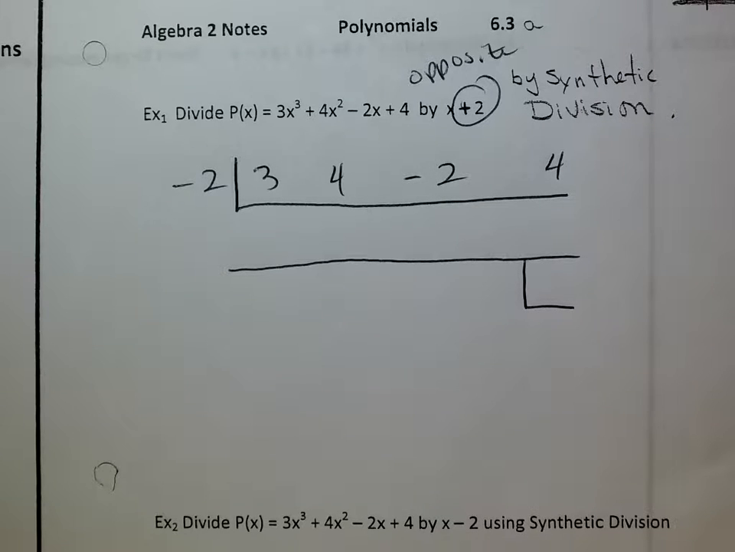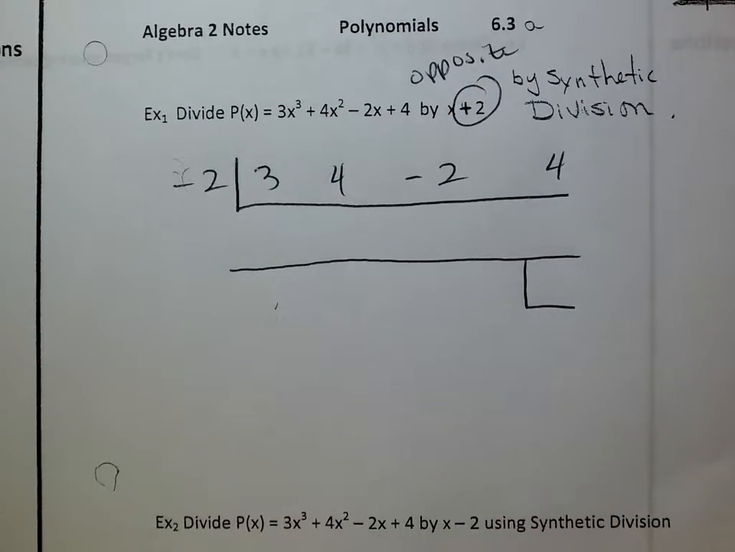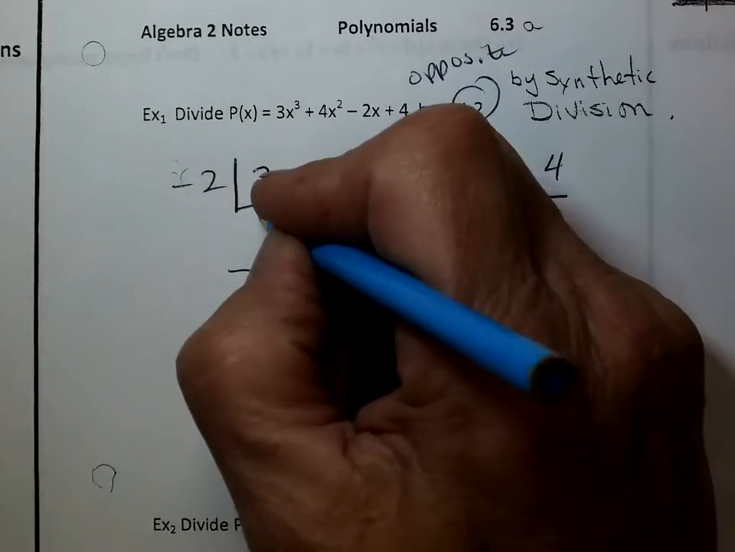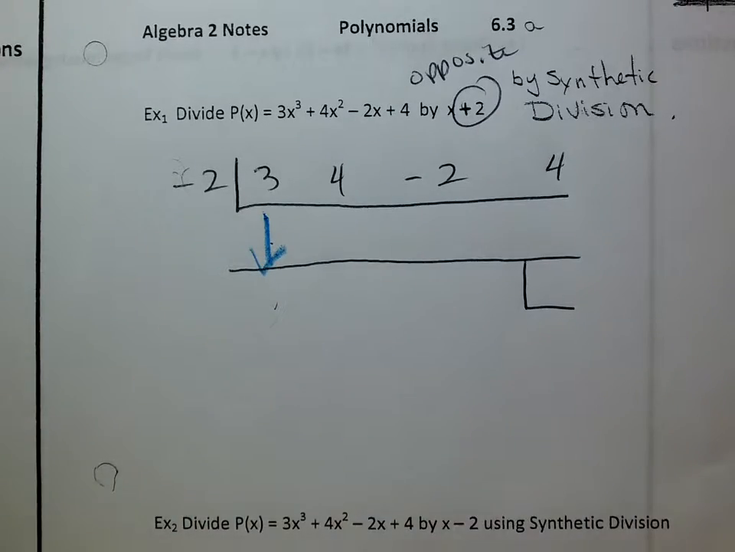Now you have to remember the very first step, no matter what: bring down the first term, because you need something to multiply. So right off the bat, first step, bring down. Bring down the 3. Step 1, bring down 3.